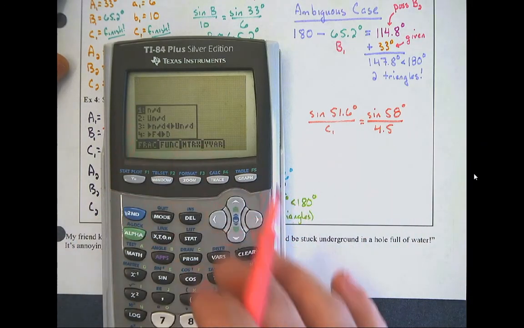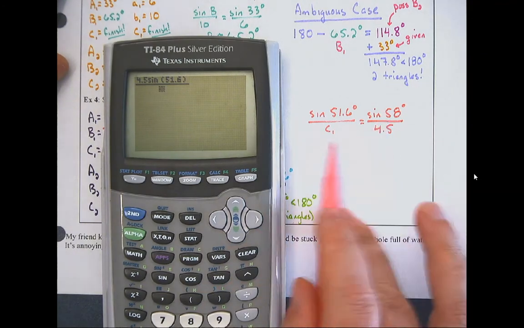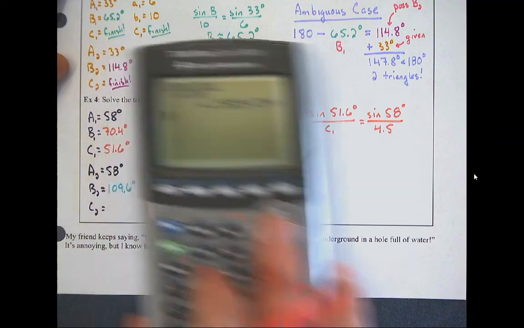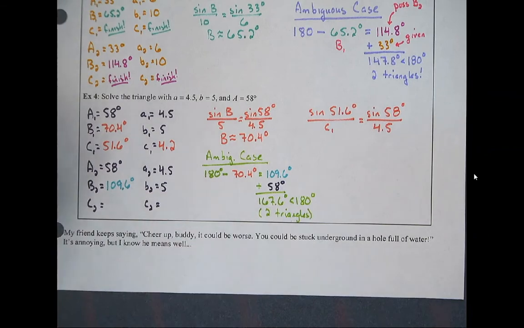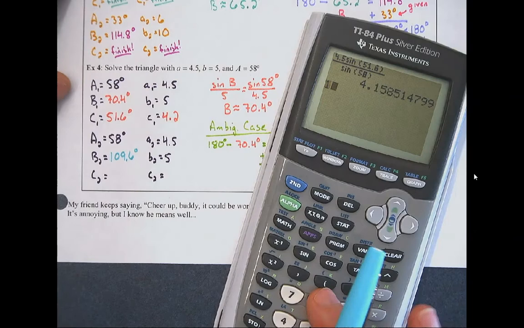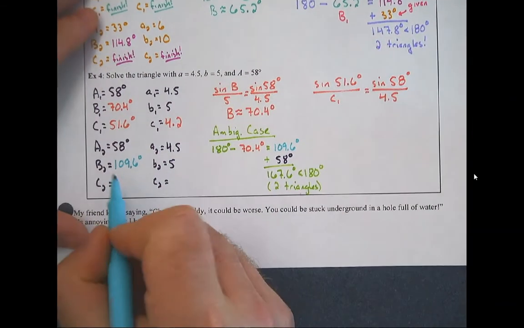I'm going to multiply the 4.5 to the top, 4.5 sine of 51.6. And then I'm going to have to divide off the sine of 58. And I get 4.2. Now I'm going to do the same thing for C2 and little c2. So 180 minus 58 minus 109.6 ends up being 12.4 degrees, a small little angle.